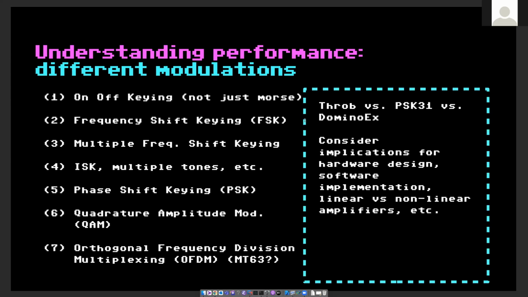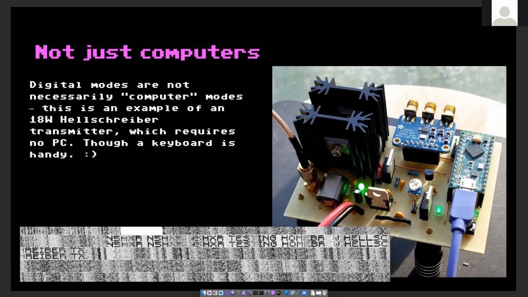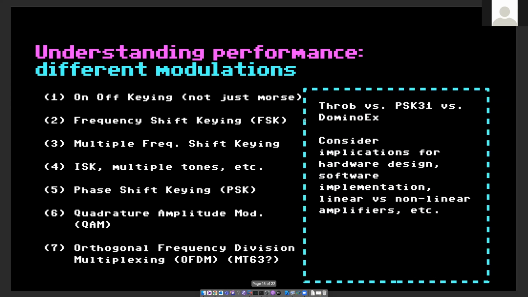So I found, for example, with Hellschreiber, I can make a Hellschreiber transmitter that uses a nonlinear amplifier that can operate in class C, D, E, or F, and end up with much more efficiency, 80 to 90% efficiency. And actually, you can run at maximum power depending on your hardware. So some of these decisions about modulation may actually give the hardware designer some extra expressivity in choosing what technology makes the most sense for a particular situation.